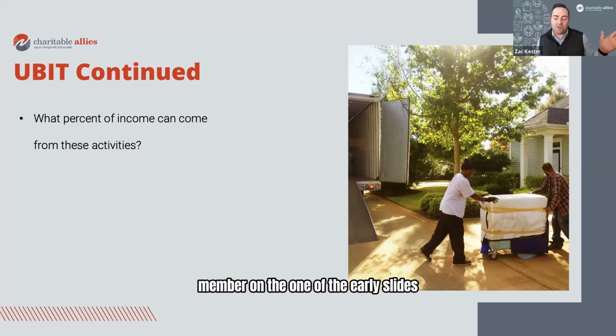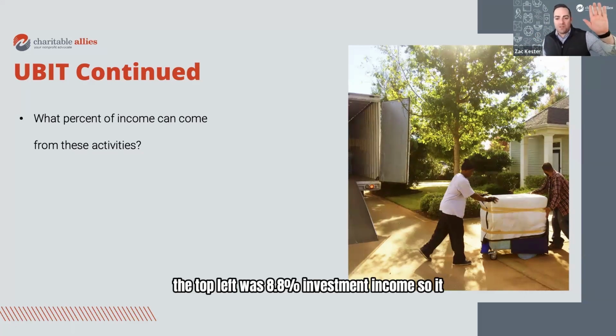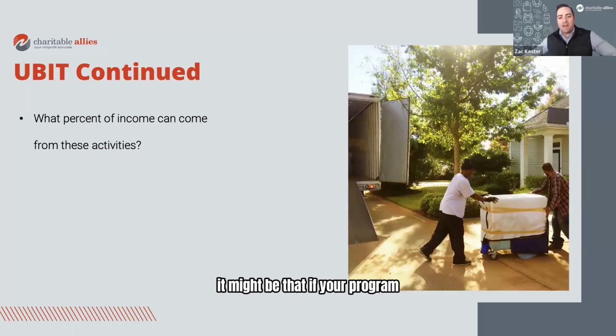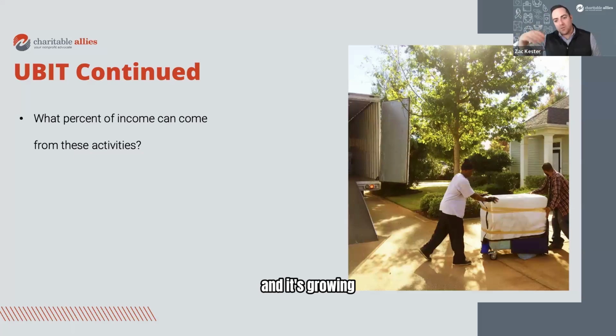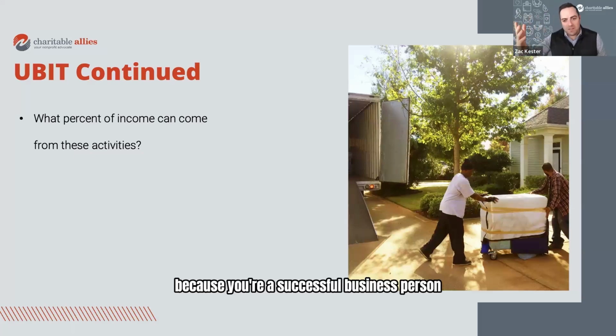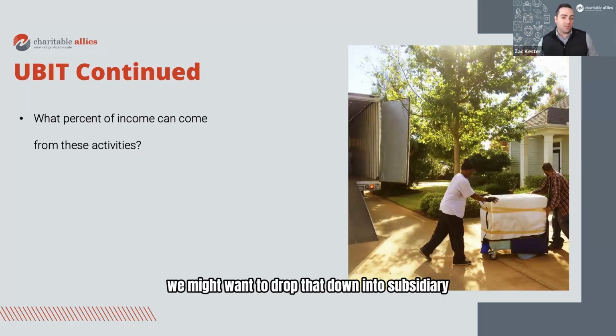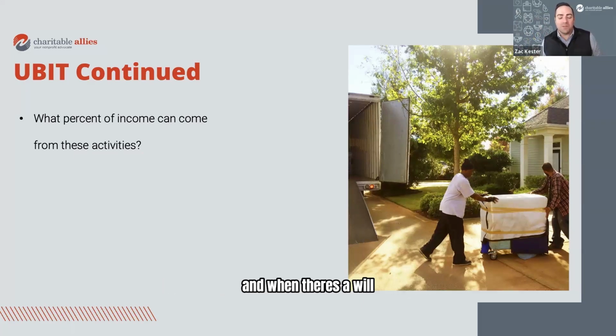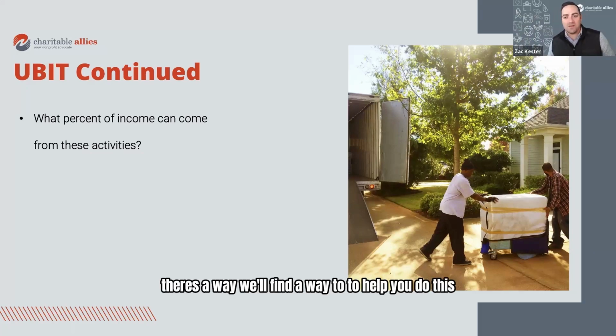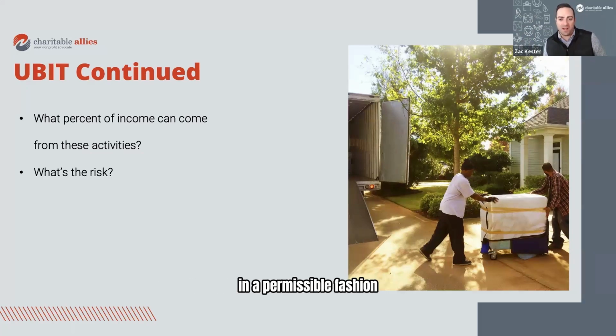Remember on one of the early slides, the pie chart, the top left was 8.8% investment income. So it might be that if your program service revenue is unrelated to your tax-exempt purpose and it's growing because you're a successful business person, we might want to drop that down into a subsidiary and then pass dividends back to your organization. So what you see is this can-do attitude, and when there's a will, there's a way. We'll find a way to help you do this in a permissible fashion.